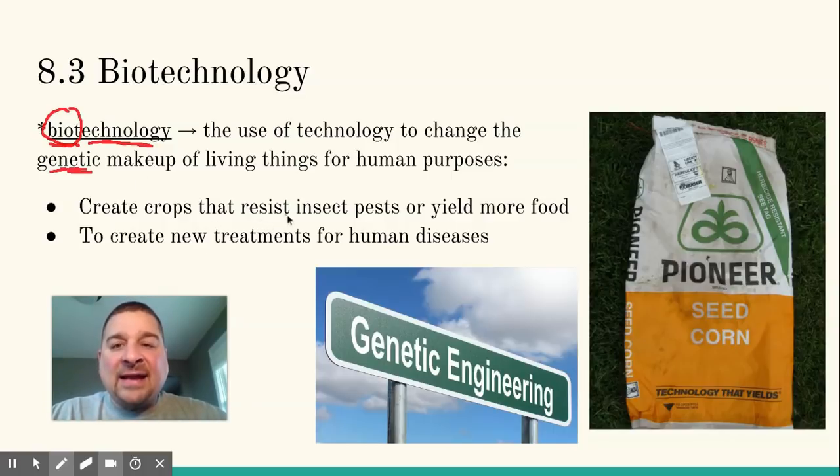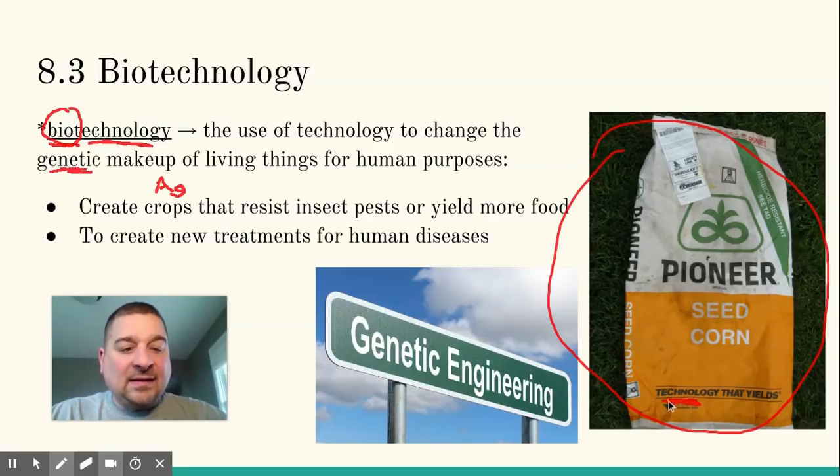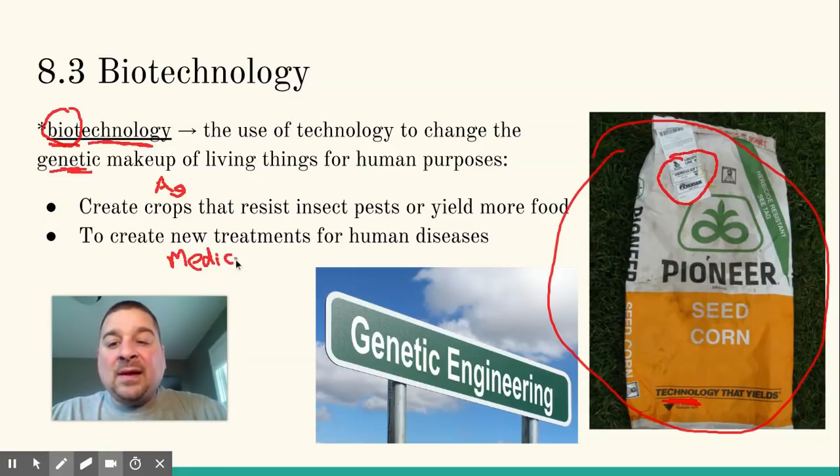Two big areas we'll look at in later videos are agriculture, in order to create crops. A lot of our seed bags we use on our farm, something like this. Notice down here, technology that yields, from Pioneer. And if you look over here, you can see some of the Liberty Link, Hercules, some of those traits that they've put into these corn plants, into the genetics, to make it easier for the farmer to grow them. And the second one we look at is medicine, whether that's gene therapy and also stuff for human diseases, and how can we prevent them and how can we treat them.